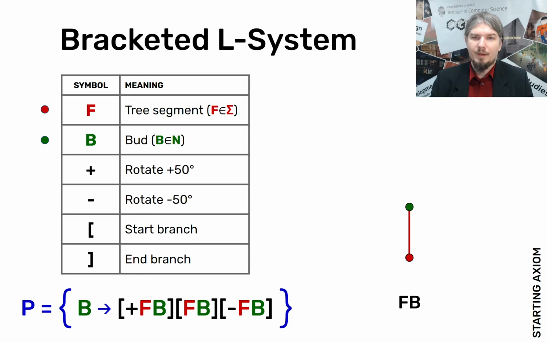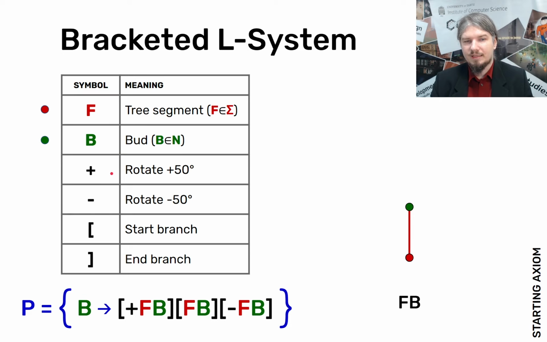So here's an example of an L system that generates trees and is bracketed. We need to define what symbols we are using and what they mean. Here we're using a symbol F to represent a tree segment, and F is a terminal symbol. Whenever we have the letter F, we will not be able to change it into something else. We also have the letter B, let's call it baud. Those bauds are non-terminals, and these can be changed.